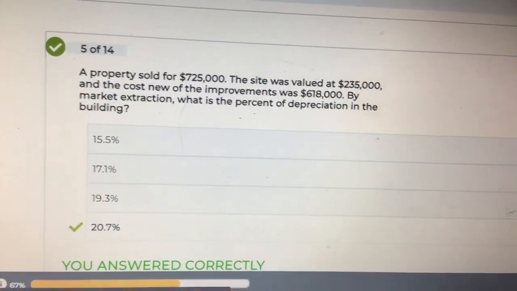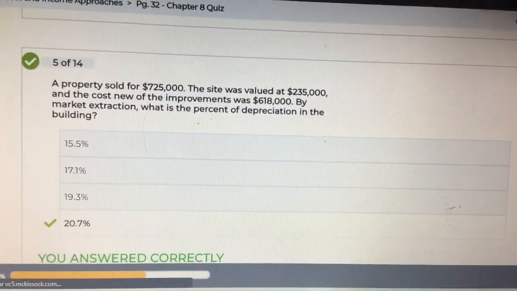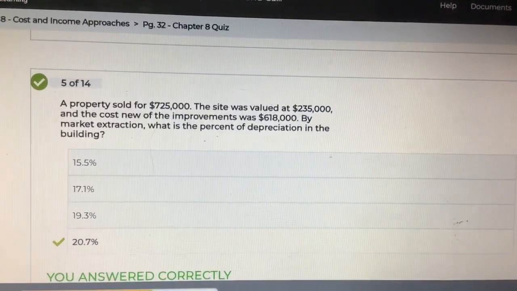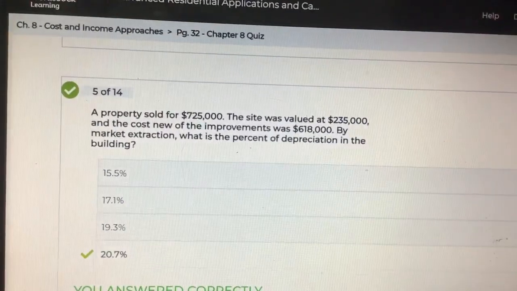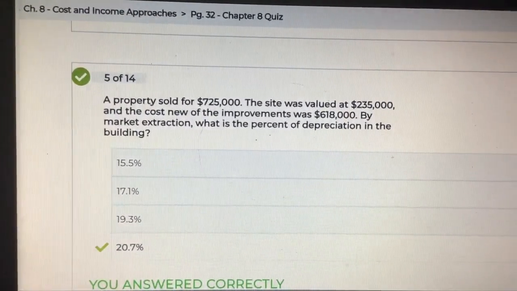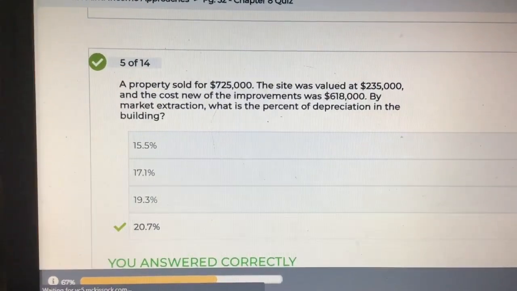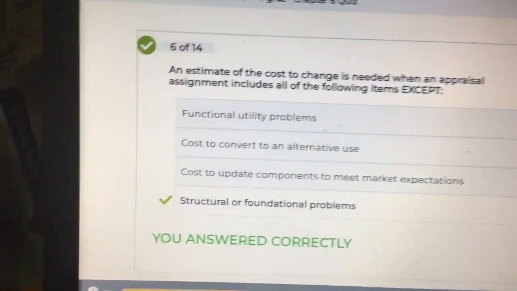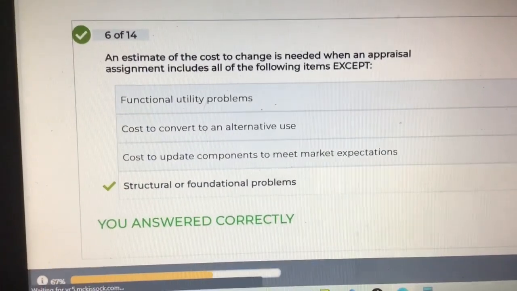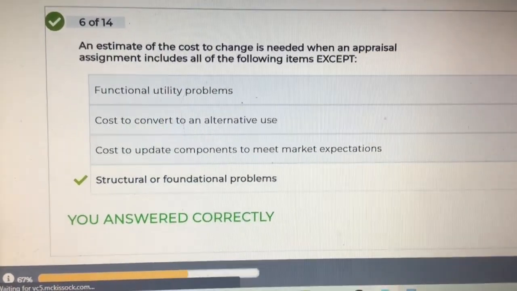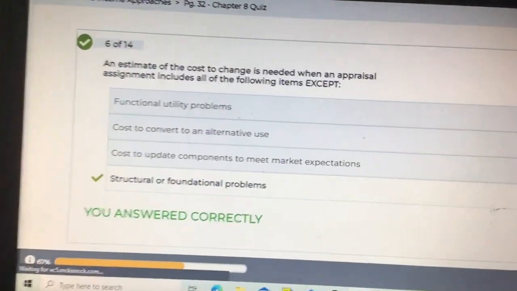Number 5, a property sold for $725,000. The site was valued at $235,000. The cost new of the improvements was $618,000. By market extraction, what is the percentage depreciation? So that is the one with the 4 phases. And that gets you at a rate, like a percentage or a rate at the end, where you got to move the decimal. You got that one right. Number 6, an estimate of the cost to change is needed when an appraisal assignment includes all of the following items except, you said, structural or foundational problems, and that is correct.